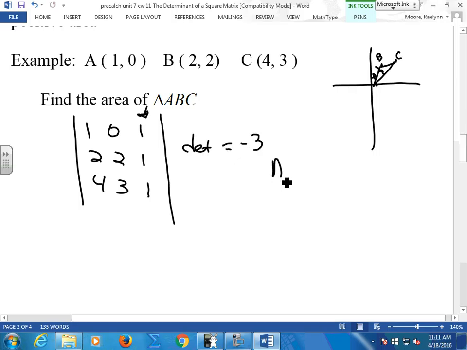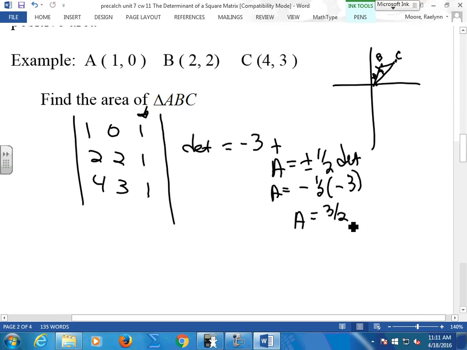Now, here's my area formula. It almost looks like plus or minus one-half base times height. But here's my determinant. Now, my area always has to be positive. The areas can't be negative. So because my determinant is negative, I need to use the negative in front of here. I need my area to be positive. So I multiply those two, and my area is 3/2. So now I didn't have to find this distance, drop a perpendicular line, find that distance, multiply them, take 1/2 of that. I can just use this formula.